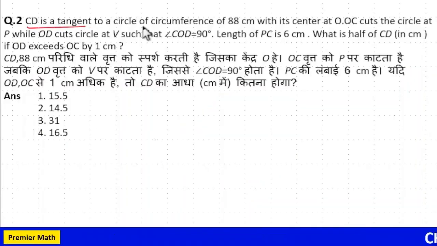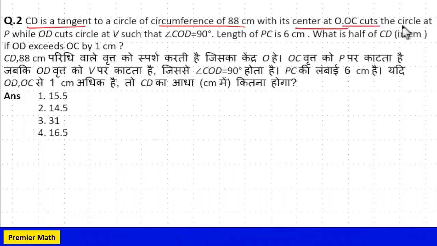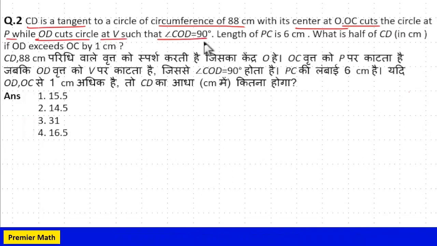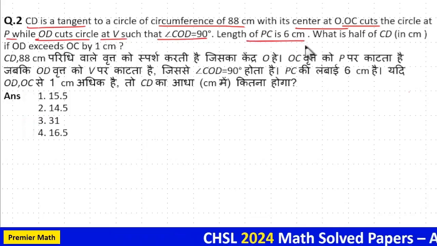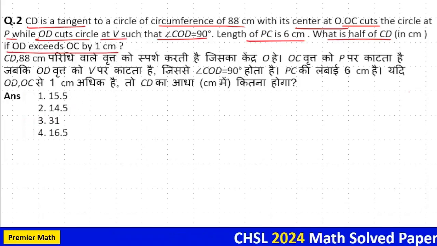CD is a tangent to a circle of circumference 88 cm with its center at O. OC cuts the circle at P while OD cuts the circle at V such that angle COD is 90 degree. Length of BC is 6 cm. What is half of CD if OD exceeds OC by 1 cm?